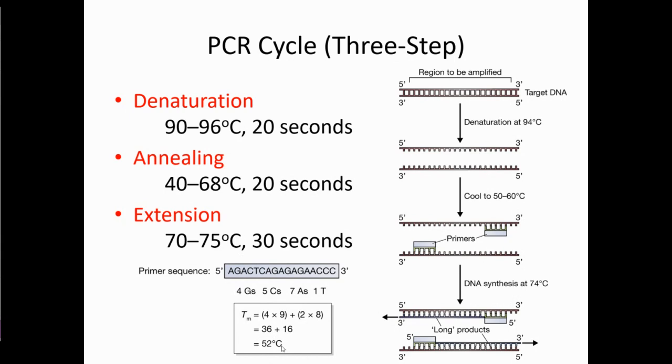So this is the simplified formula, the quick formula to determine the melting temperature. In this case, the annealing temperature you will set as 52 minus 2, 50 degrees, to ensure more than 50% of the primer will bind to the template. So that's how you determine the melting temperature and the annealing temperature.